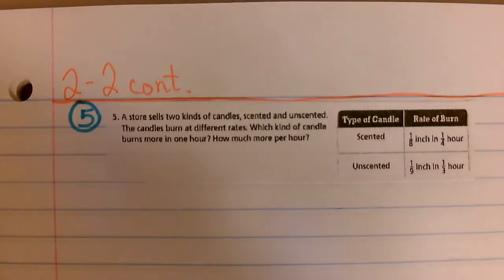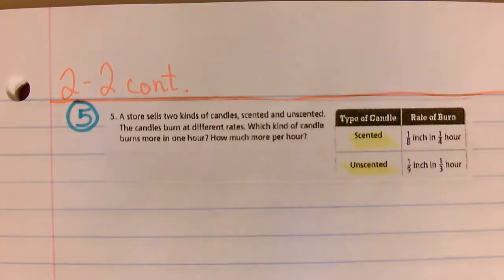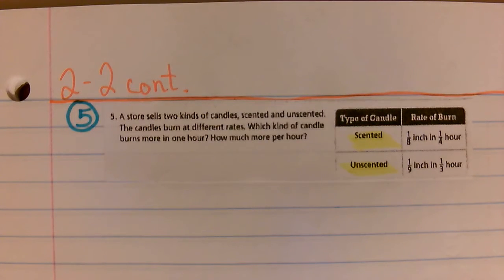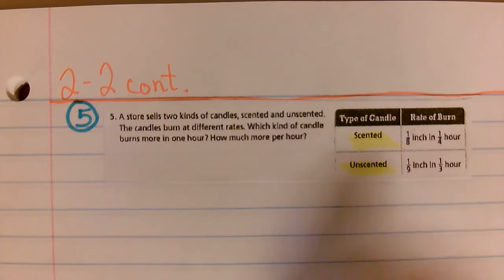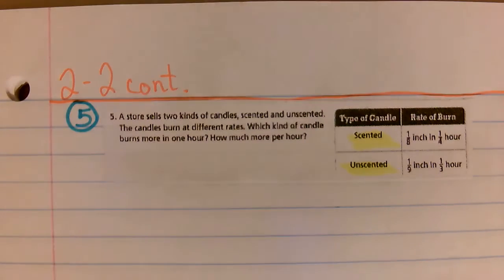Number 5. This is a word problem, and let's highlight or identify important pieces of information here. It says a store sells 2 kinds of candles, scented and unscented. And you notice we have this in a table identified over here. The candles burn at different rates. The first candle burns at 1/8 inch in 1/4 of an hour. And the other candle burns at a rate of 1/9 of an inch in 1/3 of an hour.